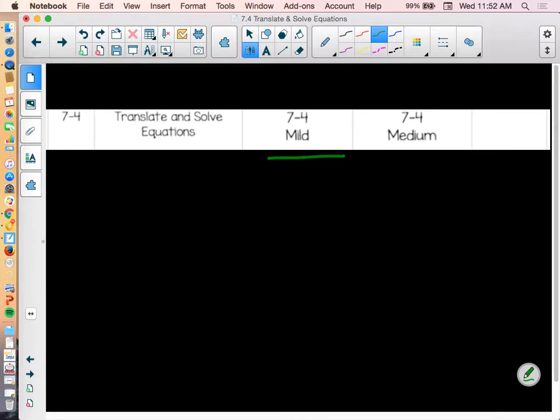Notice that there's a mild and a medium again, and each are 2 pages. So you may want to write that down. Because of the words involved, they take up more space. So make sure you do both pages, whichever one you choose.